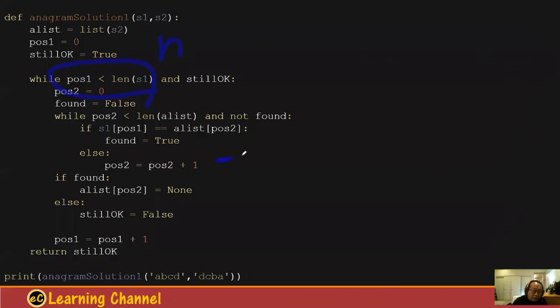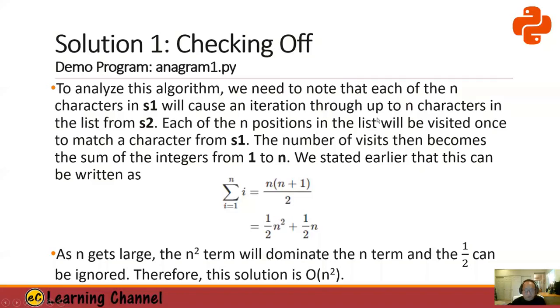So here it tries to match all of the members. So basically, say you have A, B, C, D, E, and you have A, B, C, D, E. So you basically try to match each one. So you don't need to go through the whole array, but you can do this to check whether it has a match or not. Just partial, just the mutual relationship is good enough. So basically, to analyze the algorithm, we need to know that each of the n characters in S1 will cause an iteration to run through the n in the list. So each n position will be visited once.